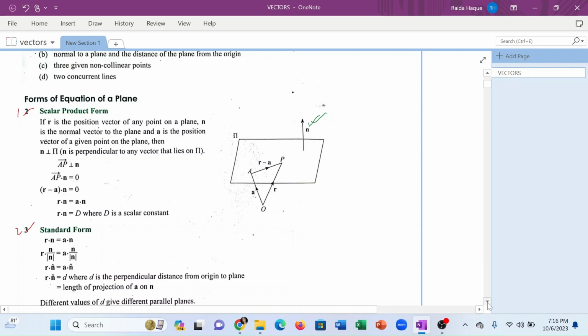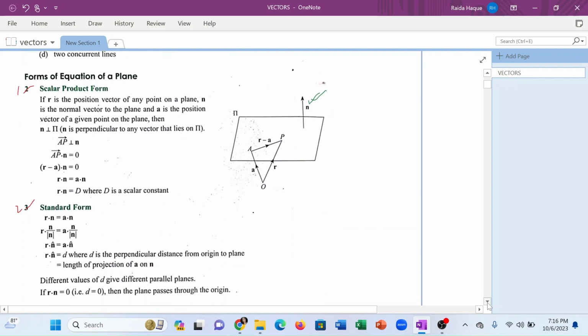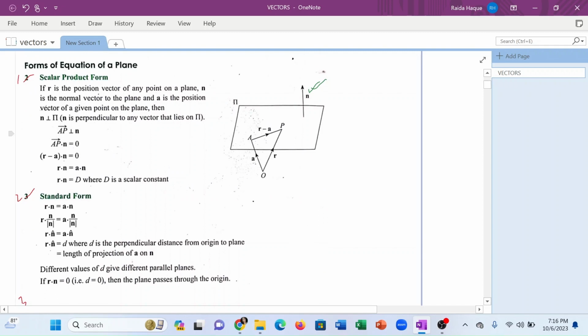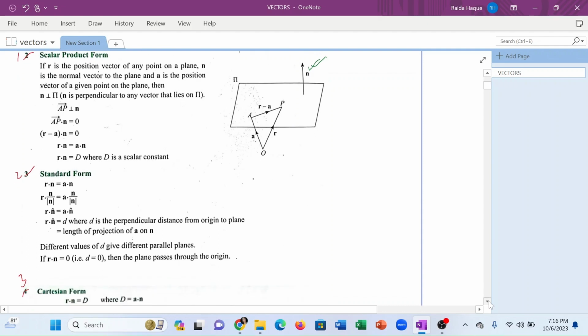So when you do scalar product, as you have seen, you always get a value, right? So that is our D over here. If we multiply the vector of any point on the plane with the normal, it can be of A, it can be of P, it doesn't really matter, we always get the same constant, which is the scalar constant, or D. Now we have our second form, which is the standard form.